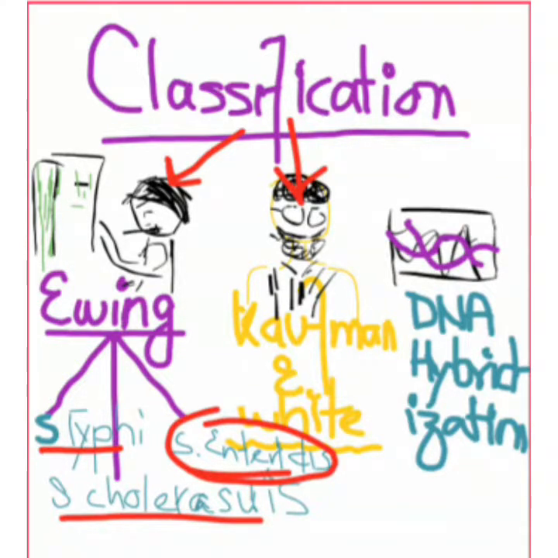Another classification came after some time, which was known as the Kauffmann-White classification. This person assigned different species names to each serotype. He gave about 1500 names and formed 1500 Salmonella species.